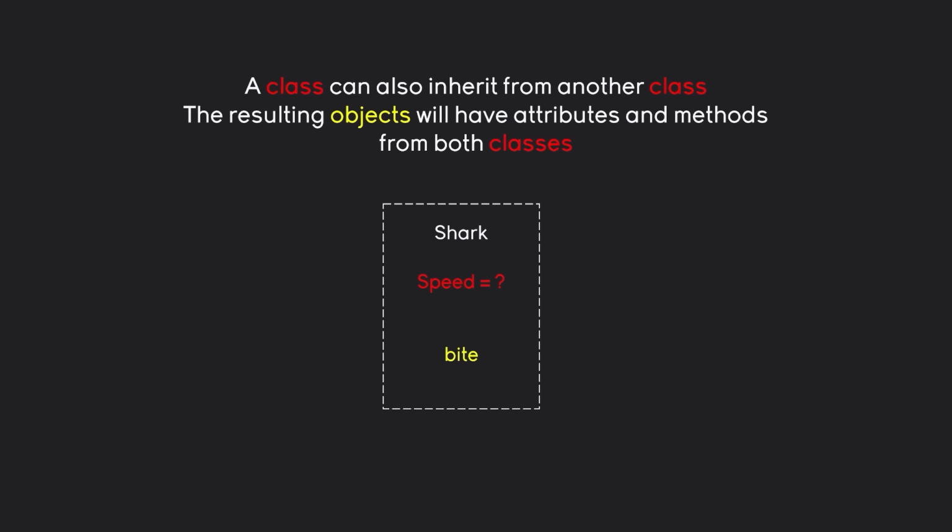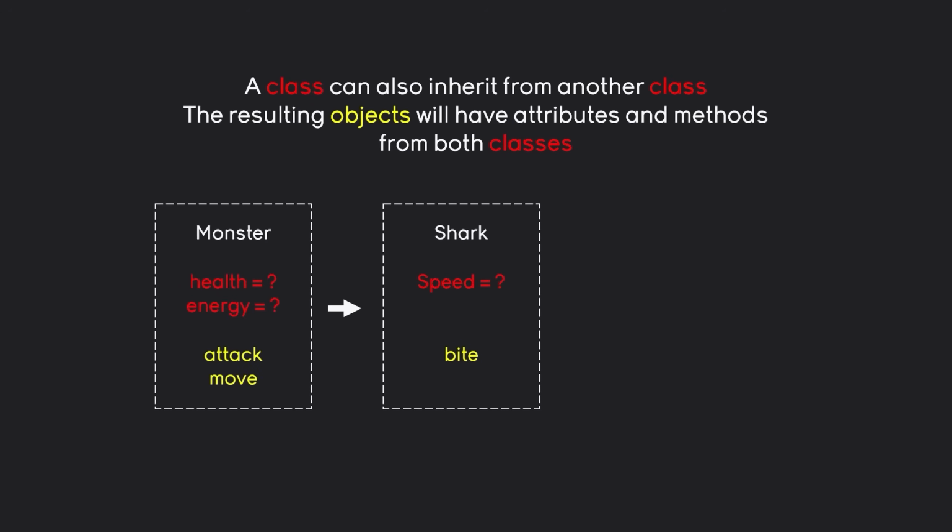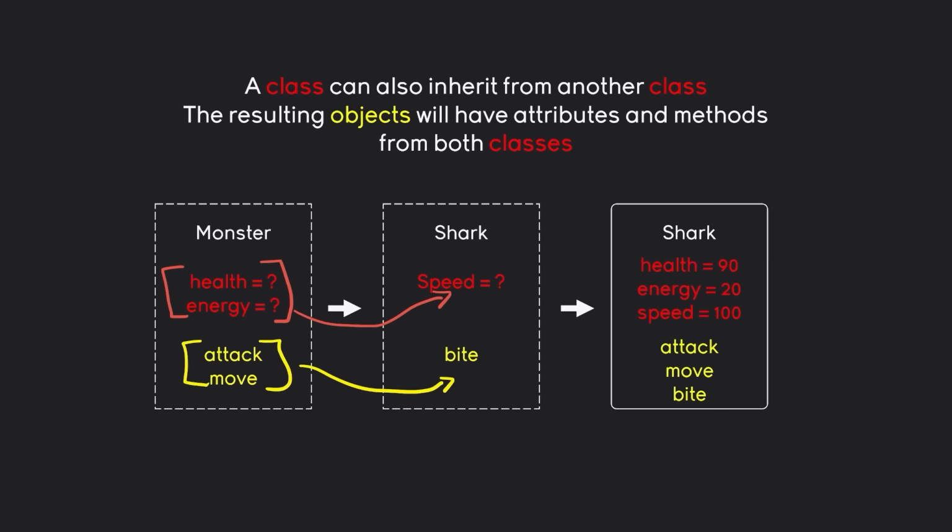But we don't need to, because what we can do is have this shark class inherit from the monster class. And this means this shark is going to get the health and the energy from the monster parent class, and it is also going to get the attack and the move from this class as well. Meaning when we actually use the shark class to create a shark object, we are going to get health, energy, and speed for the attributes and attack, move, and bite for the methods.